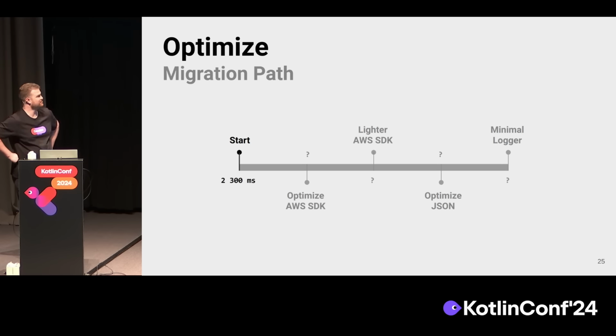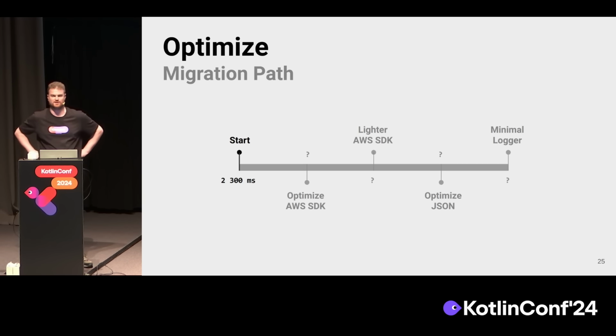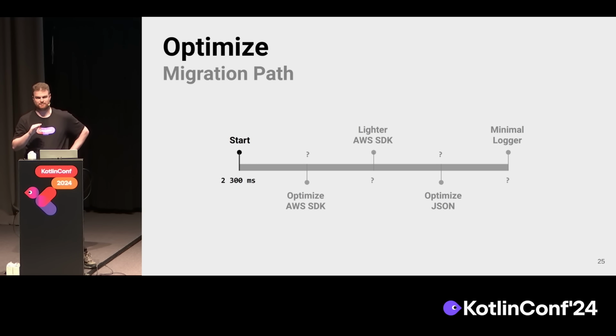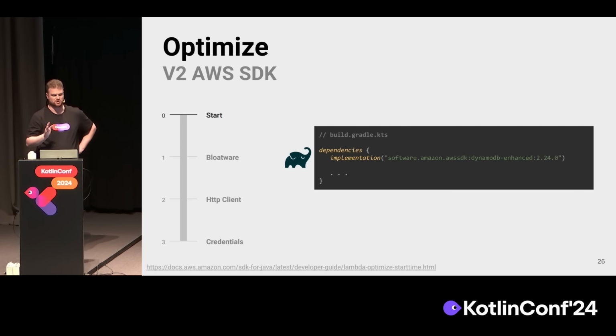So, there's a couple things we can do to improve our application here. I put everything on a level playing field, to be fair, but we are in the best possible case. We're set up for the best possible success here. The first thing we can try is to optimize the V2 AWS SDK. Now, AWS themselves actually publish instructions for doing this. So that link is where I learned how to do this.